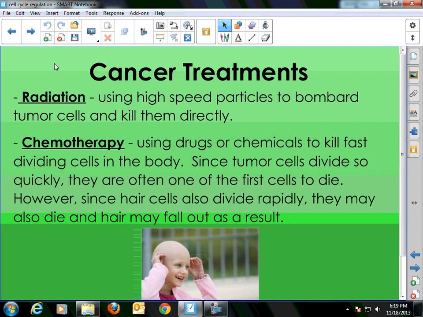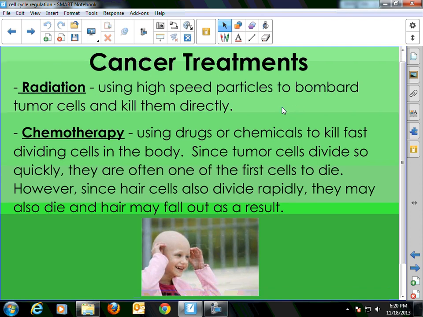So how do we treat cancer? Once an individual has cancer, we have to stop these rapidly dividing cells. Two common ways that are done are radiation and chemotherapy. Radiation actually uses high-speed particles to bombard the cells directly, and as long as the tumors are localized and they haven't spread, radiation can be a very effective treatment.